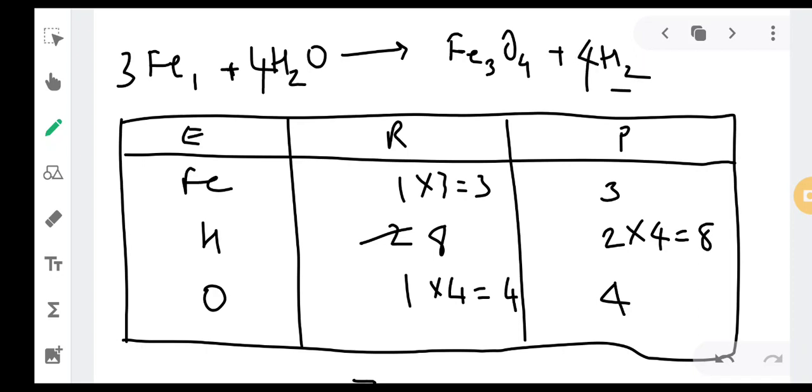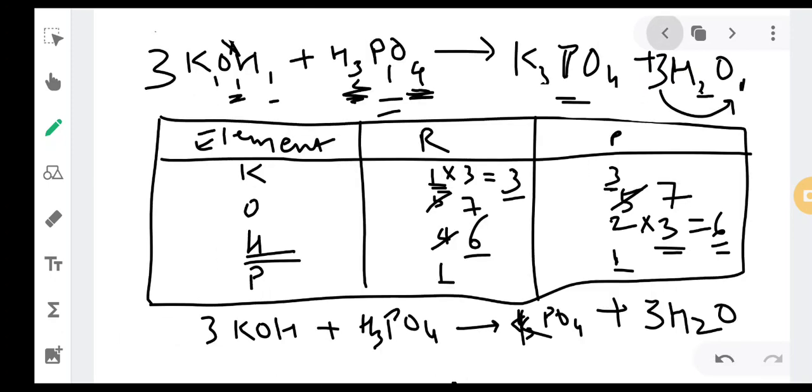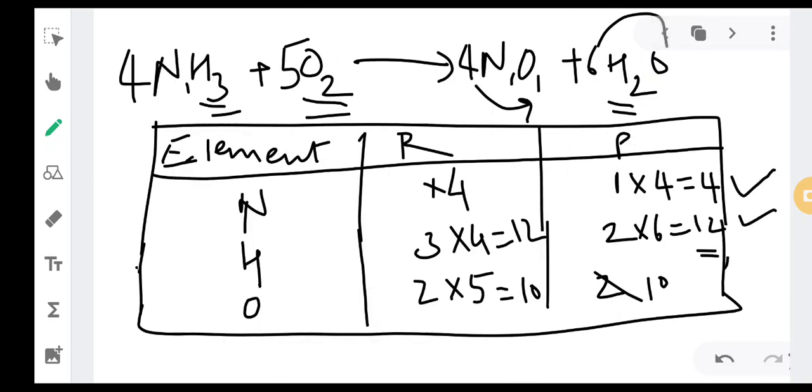So the balanced chemical equation is like this: 3 atoms of Fe on the left hand side, 3 atoms of Fe on the right hand side. 8 atoms of hydrogen on the left hand side, 8 atoms of hydrogen on the right hand side. 4 atoms of oxygen on the left hand side, whereas 4 atoms of oxygen on the right hand side. So this is how you need to balance the chemical equation.